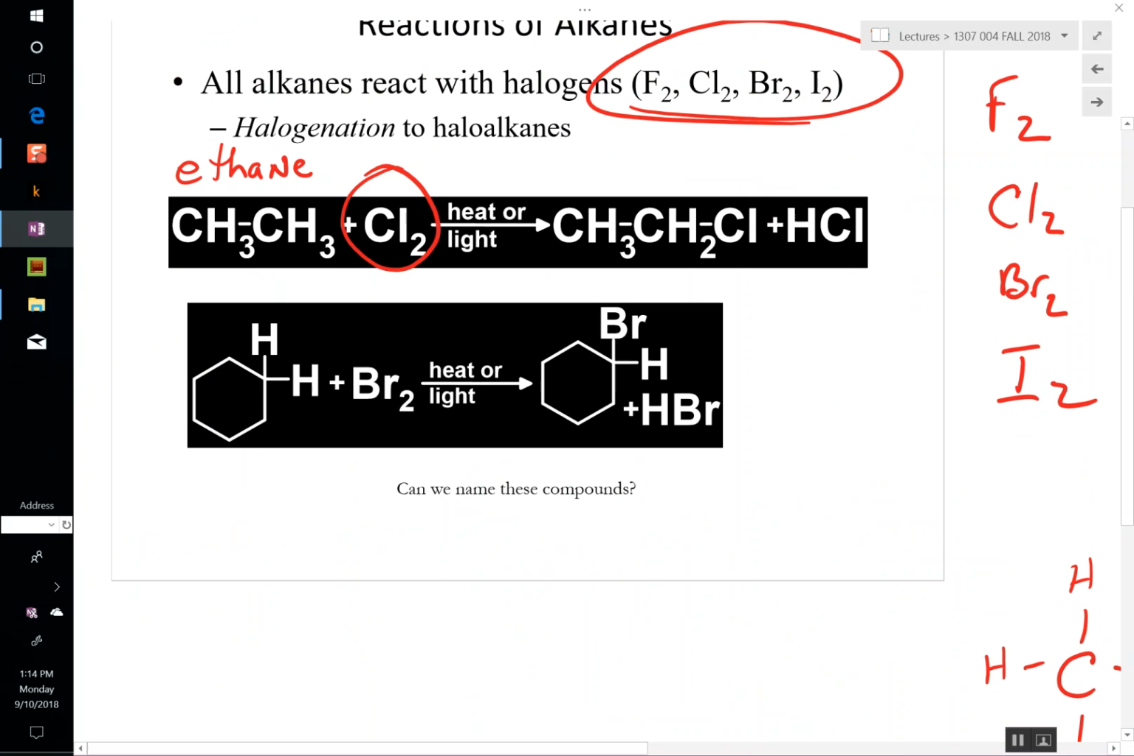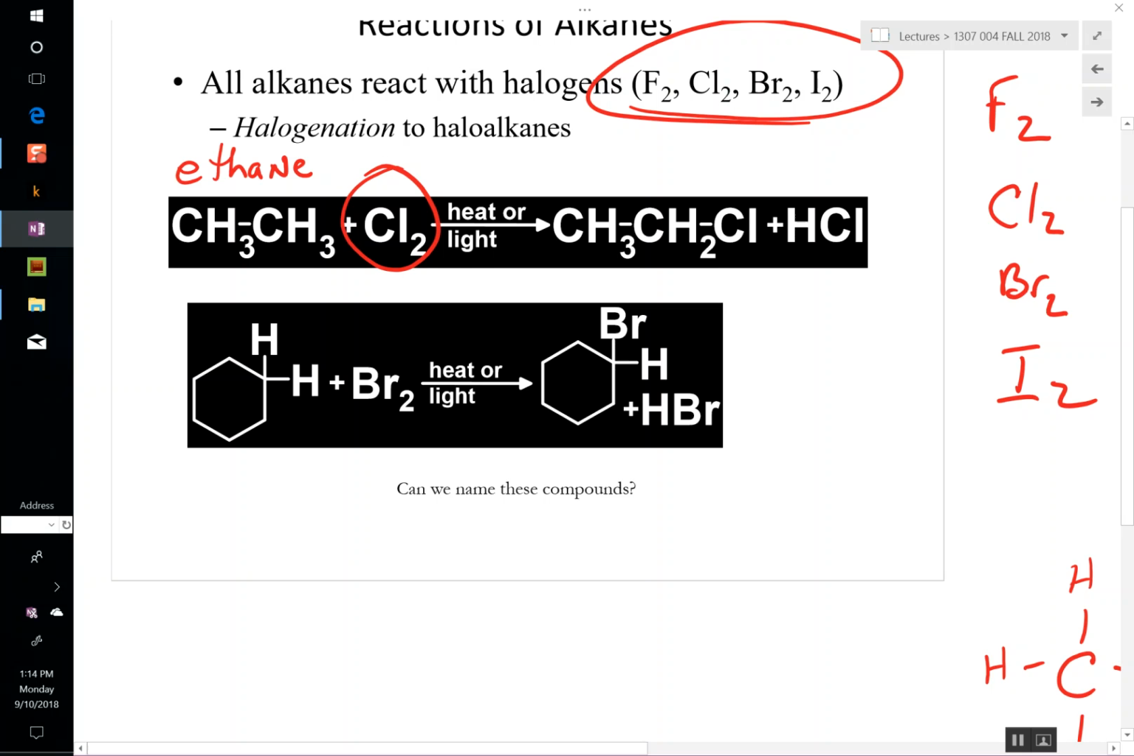Okay, this is just showing cyclohexane. They haven't written all the hydrogens. There's 2 hydrogens on every one of these carbons right here. They've written these 2 to show you that one of these hydrogens is going to come off, and one of these bromines is going to go on in its place. Substitute for it. Follow me?